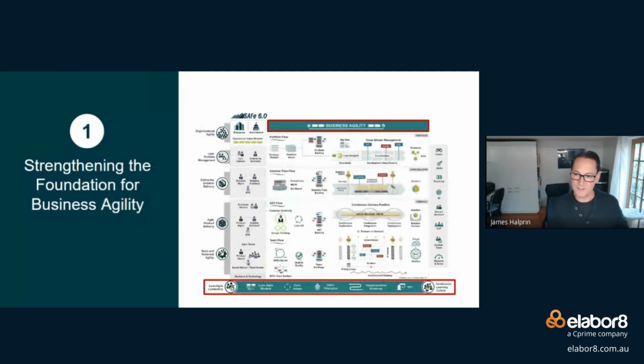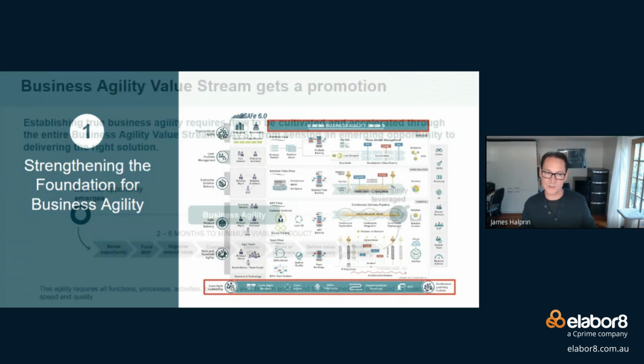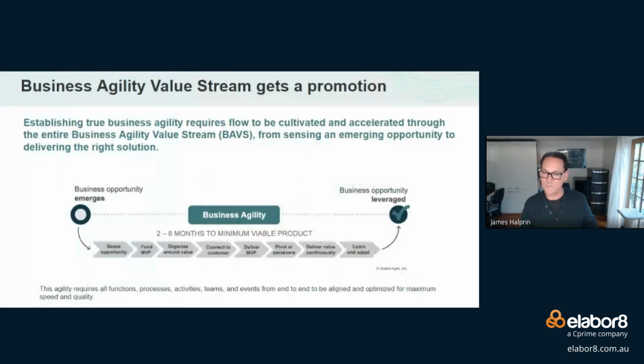So let's dig in. What is the first of the key themes that's changed? The first is strengthening the foundation with business agility. If we look at the big picture, you'll see that there's a nice red box. So it's really that foundational piece right at the bottom of the big picture. But there's also been some adds in the area of business agility, starting off with the business agility value stream. That's now visualized on the big picture.